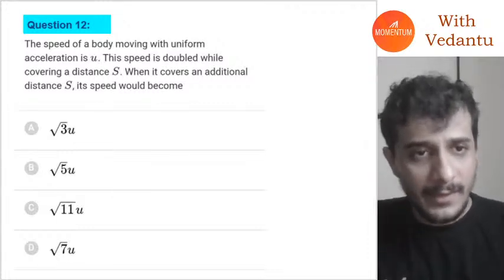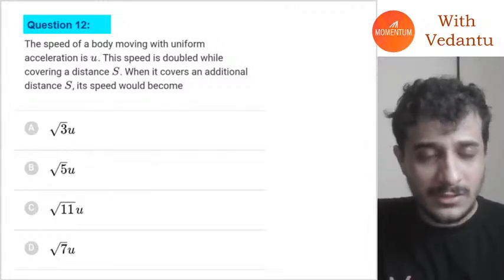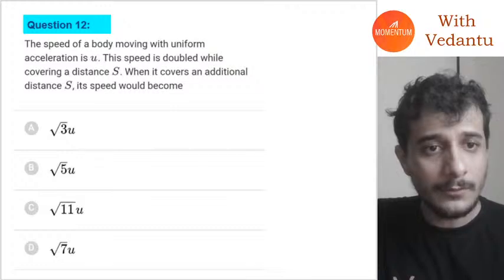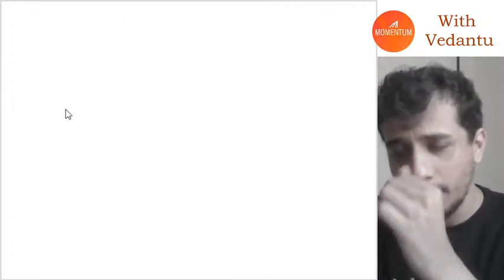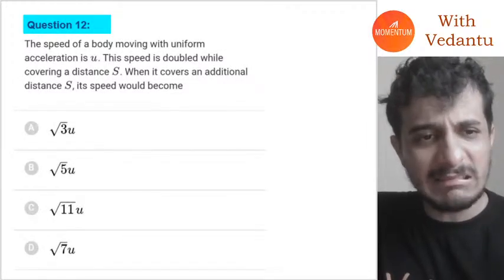Okay, so this is a very simple question. This is not a very simple question, but this is a question from a very simple chapter, which is motion in a straight line. So I think you guys will be able to solve it. Okay, but let's still solve it. There is a very dangerous amount of data given.